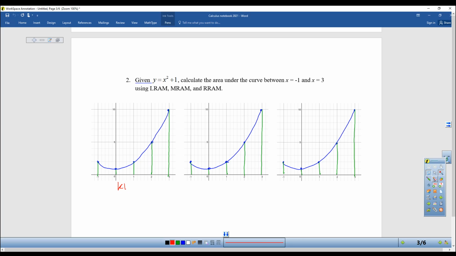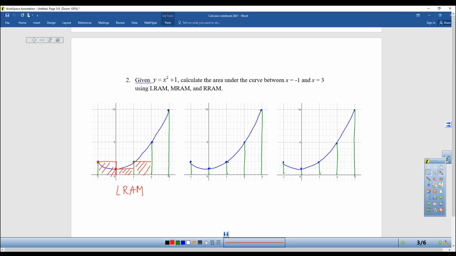The key to doing LRAM is to realize that you need to be touching the curve on the left-hand side. So in this rectangle, this is the left-hand side. That's the one that needs to touch the curve. That's my rectangle. On this one, in this space, this is the left-hand side, and it's touching the curve, the blue curve right there. This is my rectangle. For this one, this is the left-hand side. I'm touching the curve.